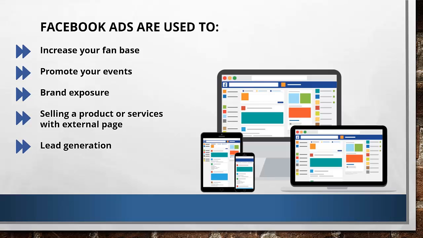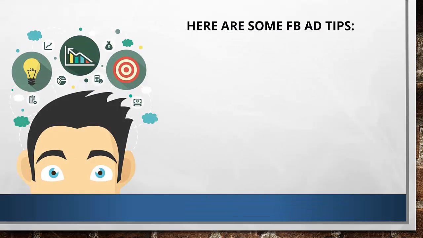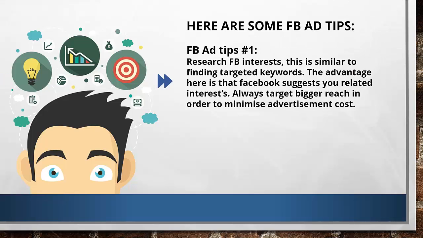Now, here are some Facebook advertisement tips. These are some generic tips which apply for any kind of Facebook advertisements. Tip number 1. Research Facebook interest. This is very important. Once you create an ad, Facebook helps you to research interest areas of your target market. This is similar to finding targeted keywords, but the advantage here is that Facebook does suggest related interests.